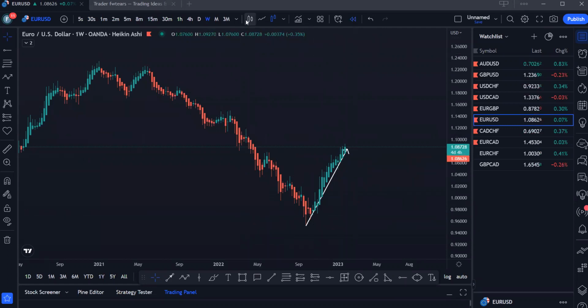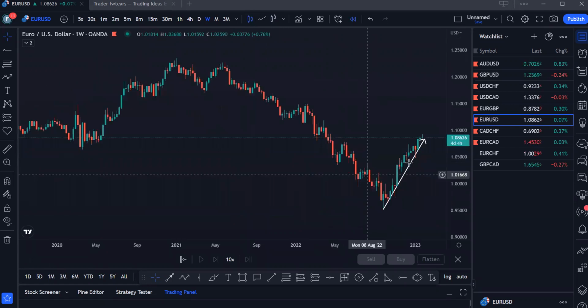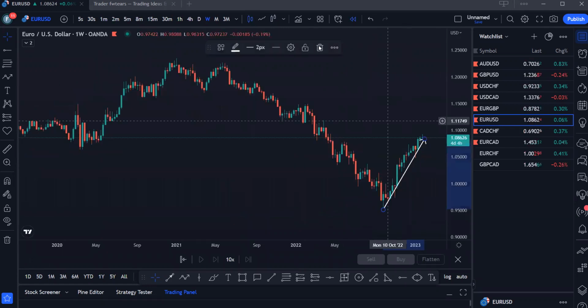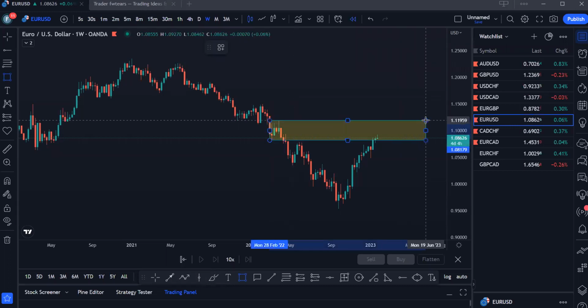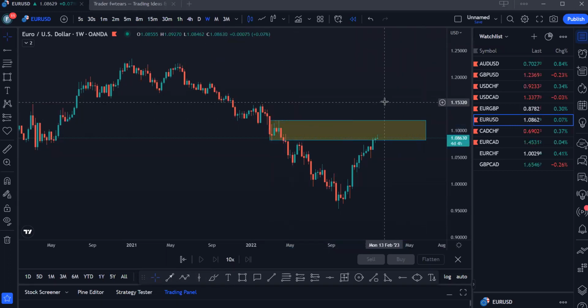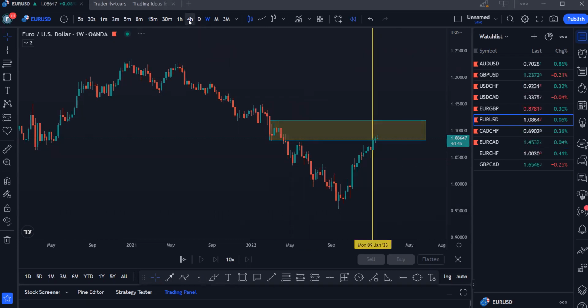Okay, so let's identify a supply zone in that range. Okay, so this is the supply. Right now, price is at this supply range over here. Supply. All right. So you're waiting for. So this is the first point of mitigation. So I'll go to the 4-hour chart now.